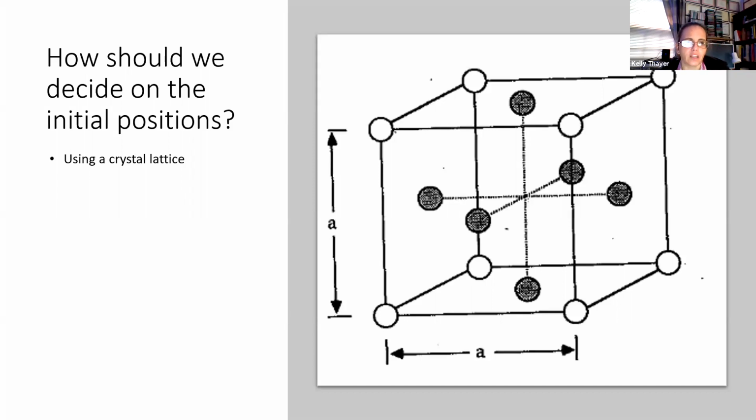As we were mentioning, we may choose to have the initial positions using a crystal lattice. This is a depiction of a lattice of particles of two different types. This is an example of the lattice type that's used for sodium chloride or common table salt. It forms a cubic unit cell, and so we could take something like this and replicate this to guarantee that our particles will not overlap.